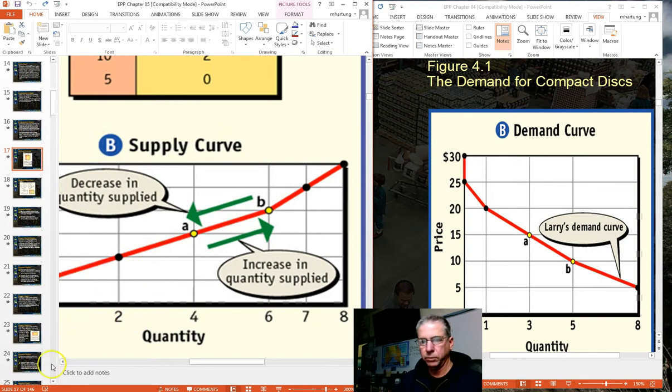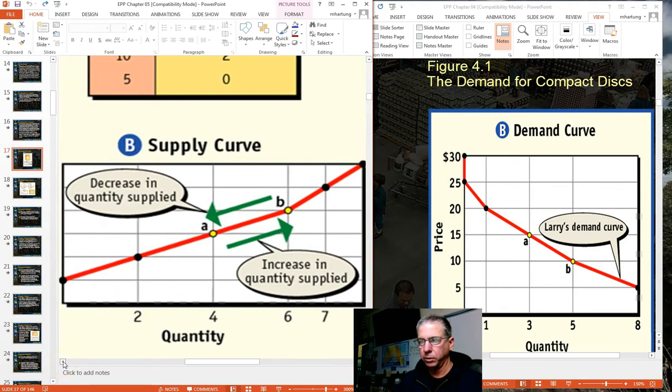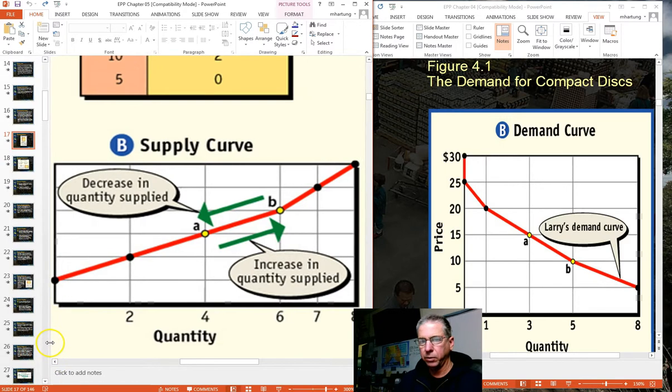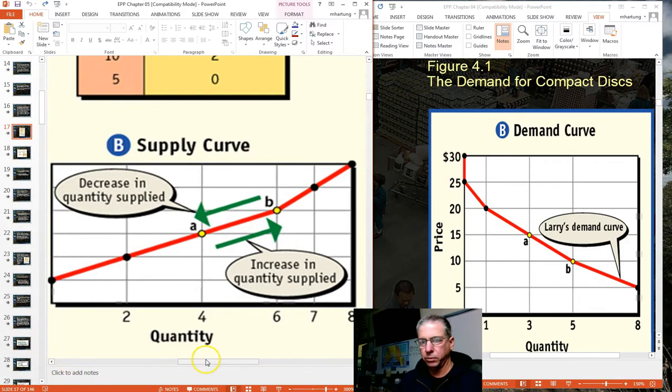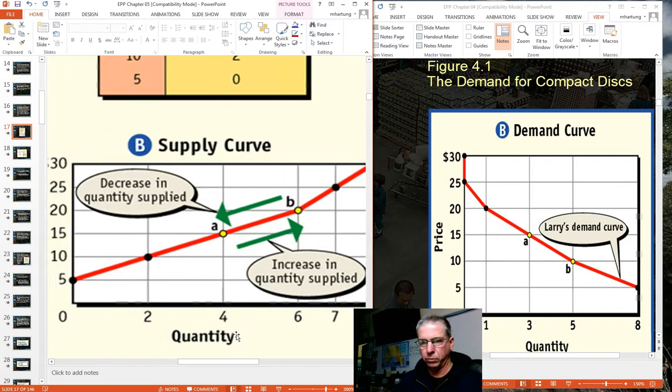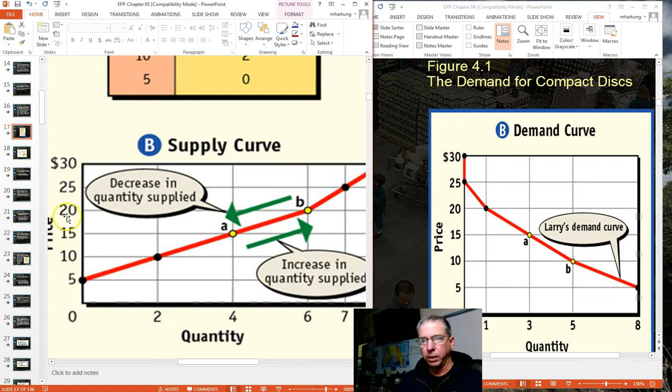Okay, so moving left to right, it's upward sloping because the higher the price, there's my price. That's what I wanted to see. Higher the price, more supplied. Just the opposite. See, take a look at that $25. At $25, quantity supplied is 7. At $25, what's the demand? Answer that question. What's the demand?